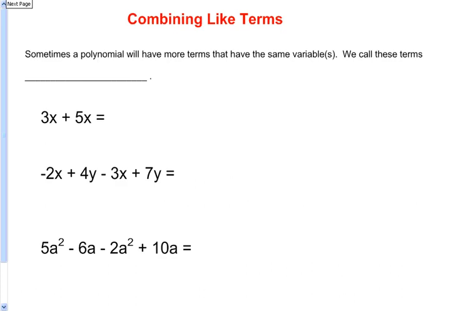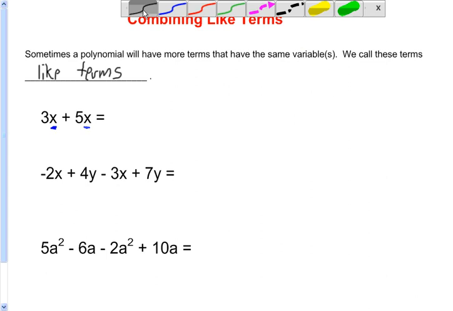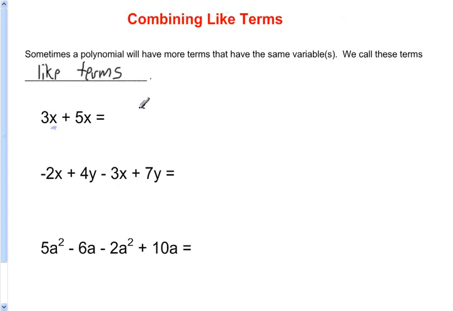If we have polynomials, and sometimes we have a polynomial that has the same variable, what we do is we call these like terms. And if we have like terms, then we can add or subtract them together. This is combining like terms. So if we look at this polynomial, we have 3x and a 5x. The variables are the same, so we can combine like terms. And when we combine these together, we're just doing the operation. 3 plus 5 gives us 8x.